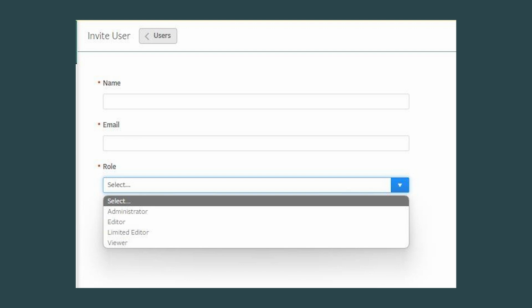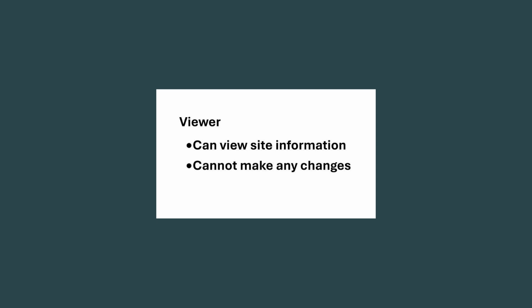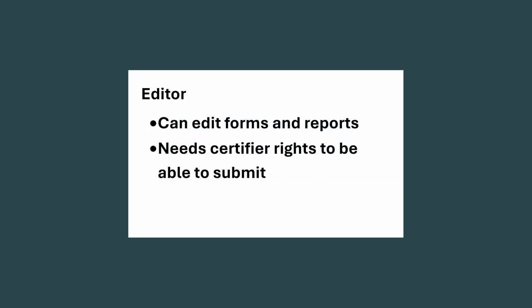Use the drop-down under the role to select which type of access the person needs. The roles are defined on the right panel. Sites can have as many users in any role as they need. The Viewer role can view site information but can't make any changes. The Editor role can make changes to forms and reports. Users with the Editor role can get certifier rights.